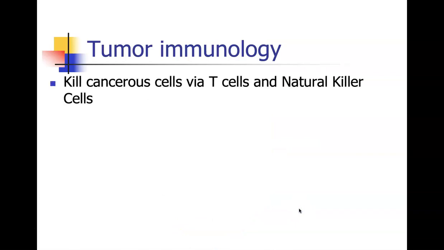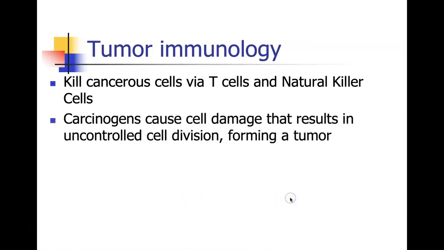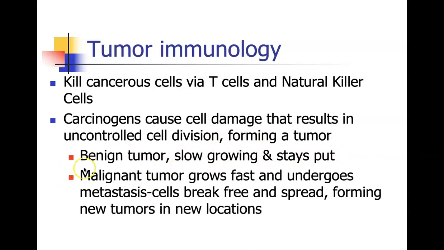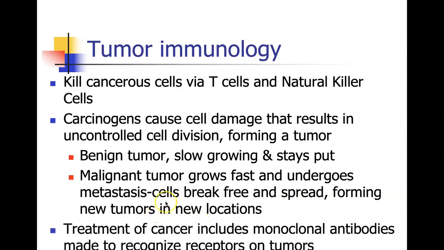So there's been a lot of technology thinking about how we might be able to kill cancerous cells using T cells and natural killer cells. Carcinogens are compounds that cause cell damage that result in uncontrolled cell division, which eventually can form a tumor. Okay. And tumors can be benign if they're slow growing and stay put, so they're not dangerous then. But commonly we see this turning into malignant tumors that grow fast and undergo metastasis where they move around the body. So cells break free and spread, forming new tumors in new locations.